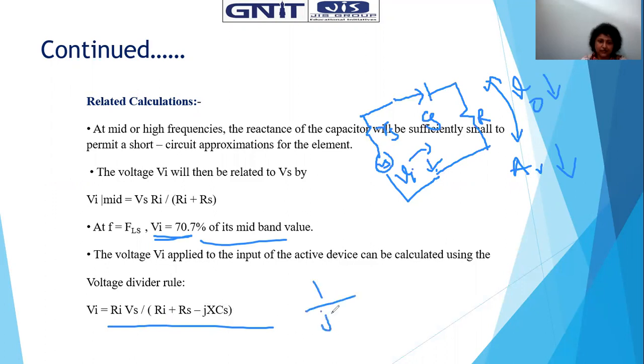Can you remind? j omega C, right? That is basically nothing but minus j divided by omega C, so it is nothing but minus jXc. So you need to put that impedance along with its phase also. That is the impedance offered by the capacitor. So we got here Ri plus Rs minus jXc as the impedance as a whole of this network.